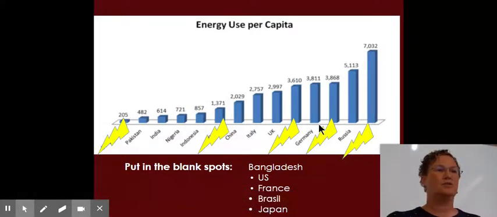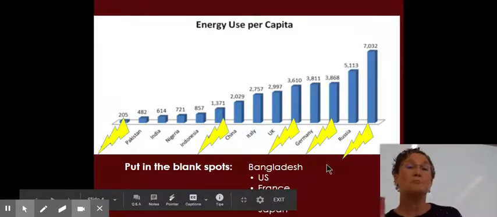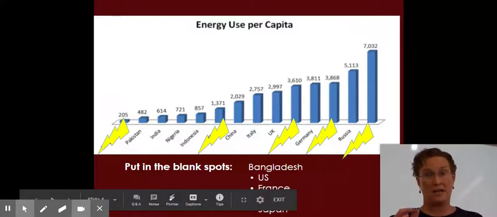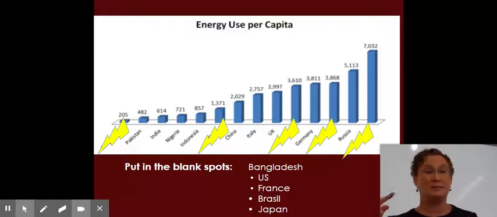Where do you think each one fits as it relates to the energy use per capita on here? So per capita means per person, right? So this is not the energy use total, it's per person. And then obviously the energy use total would be different if you multiplied it by the people. So you can pause this and then I'm going to show you the answers.